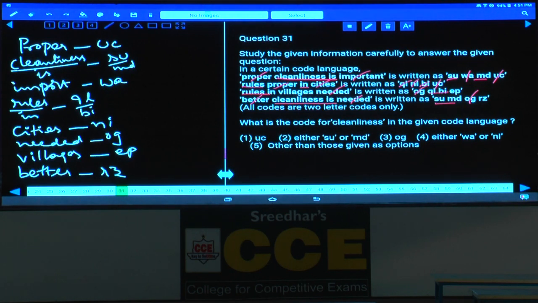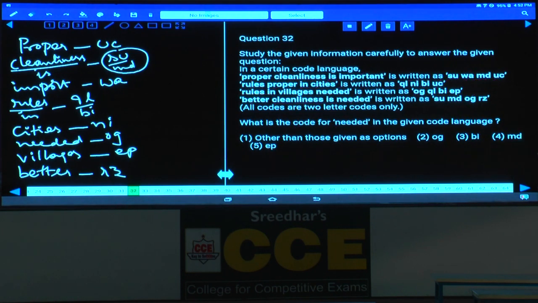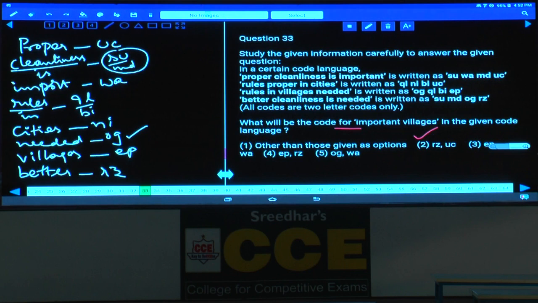Clear now? Then question number 31. What is the code for the word cleanliness? The code to this word cleanliness could be either SU or MD. SU or MD, that is given in choice 2. Then question number 32. What is the code for the word needed? The code to the word needed is OG. OG, that is choice 2. Then question number 33. What will be the code for the words important villages? Villages is EP and important is WA, and WA and EP in any order. EP, WA, that is choice 3.